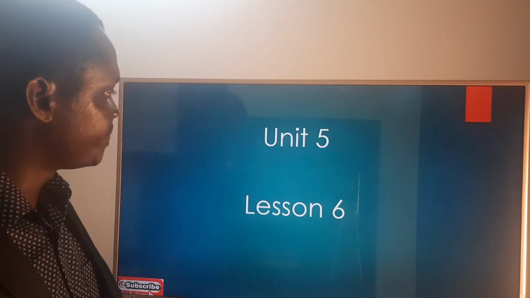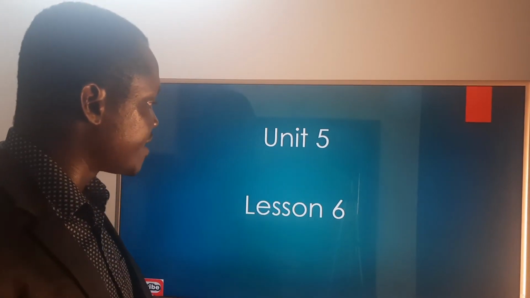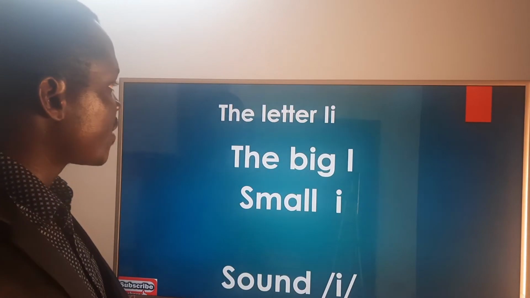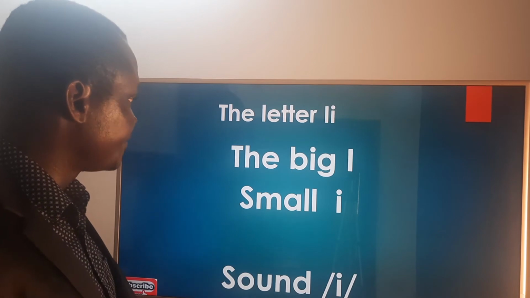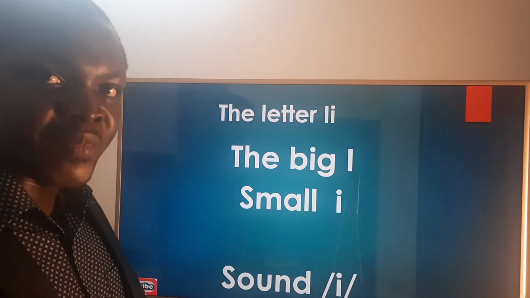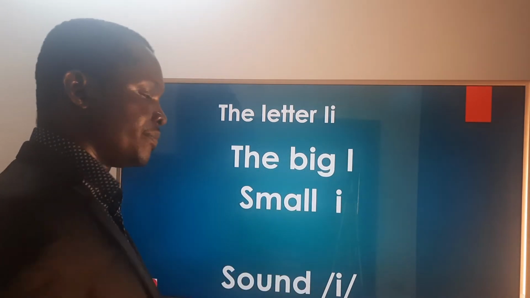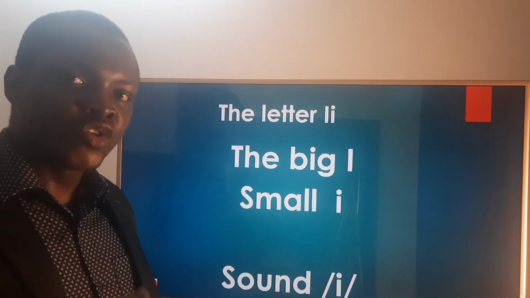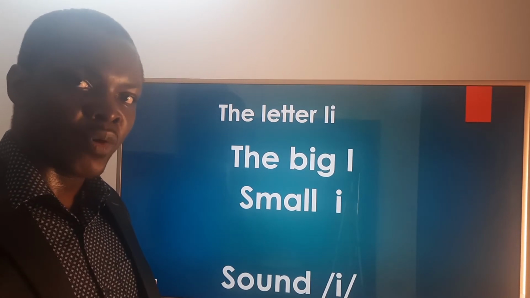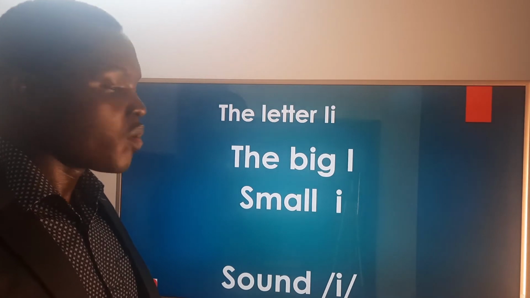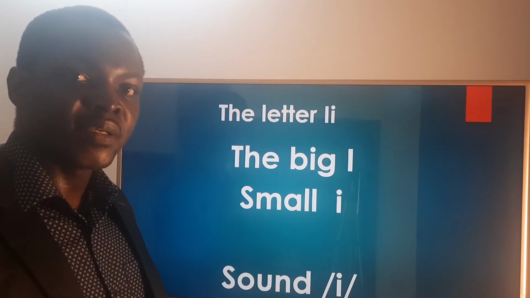Let's jump in. So today's lesson is on Unit 5, Lesson 6. And we are focusing on the letter I. The letter I can be written in two different ways. The big I is usually used at the beginning of a sentence or a proper noun, whereas the small letter i is used in the middle.